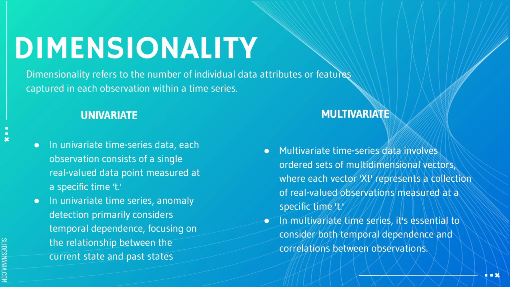It's a sequence of single-valued observations, like tracking only the temperature in a day, only a single parameter. Multivariate time series data involves ordered sets of multi-dimensional vectors. It is like a group of univariate time series data streams, and each represents the state of the target system from different variables. For example, if you measure temperature, humidity, and wind speed simultaneously, then it's multivariate time series data.